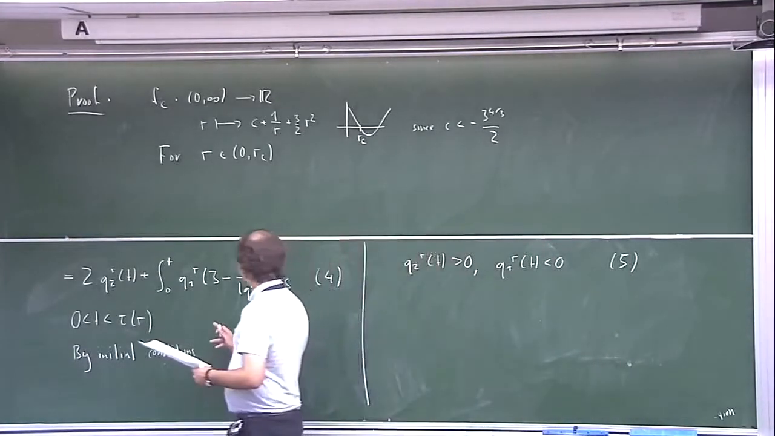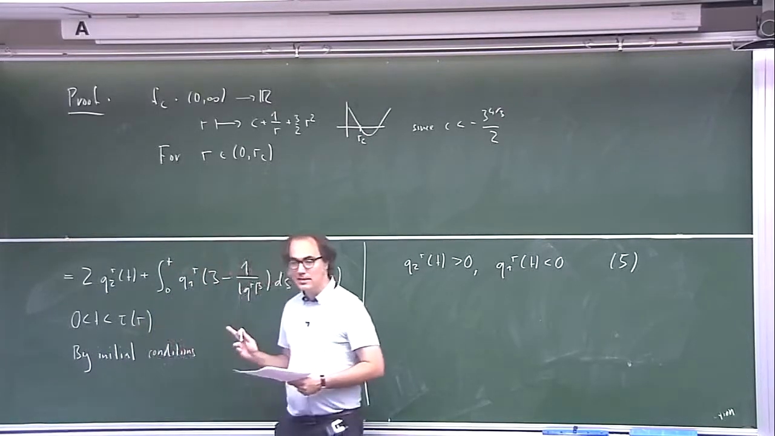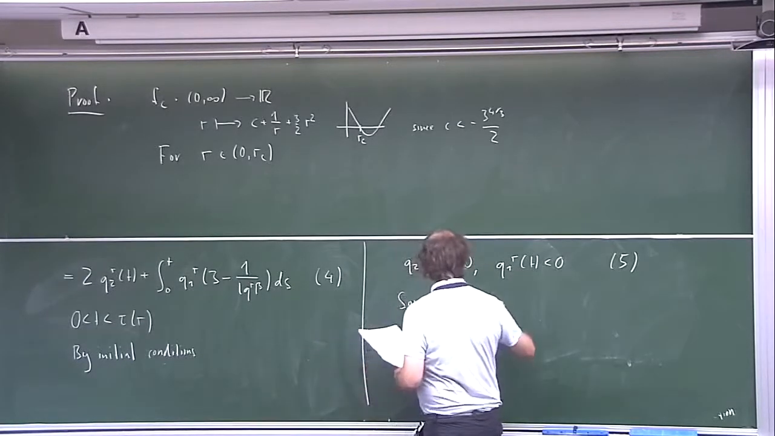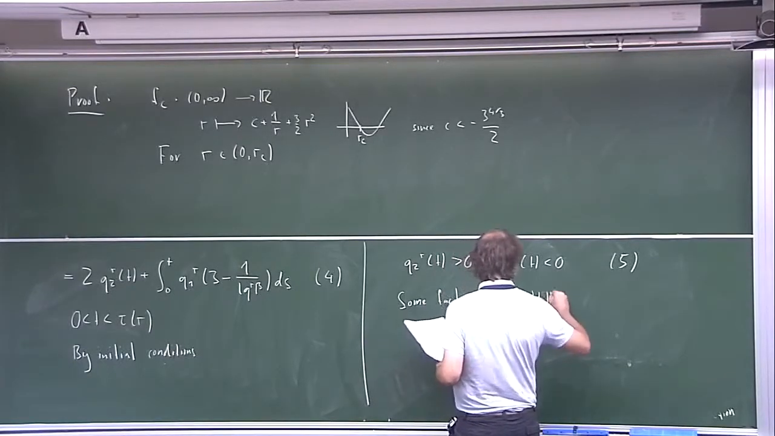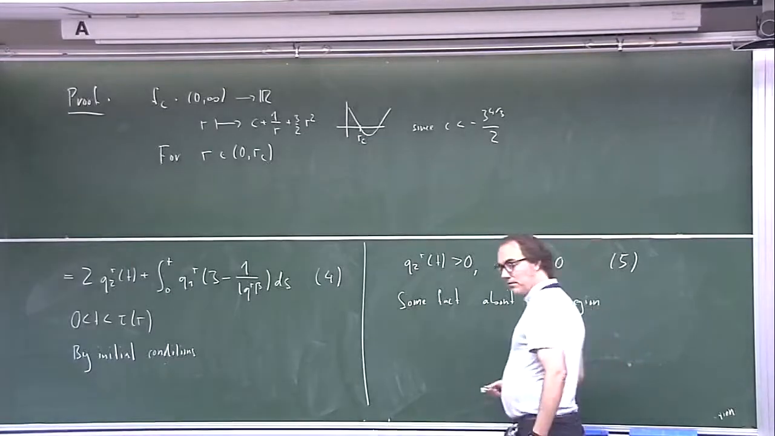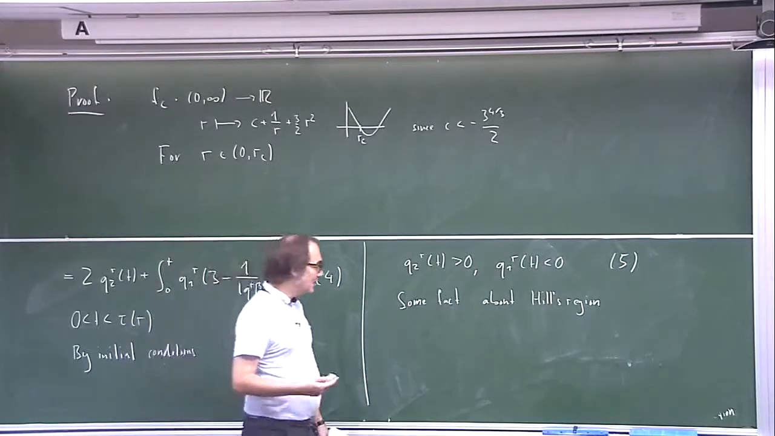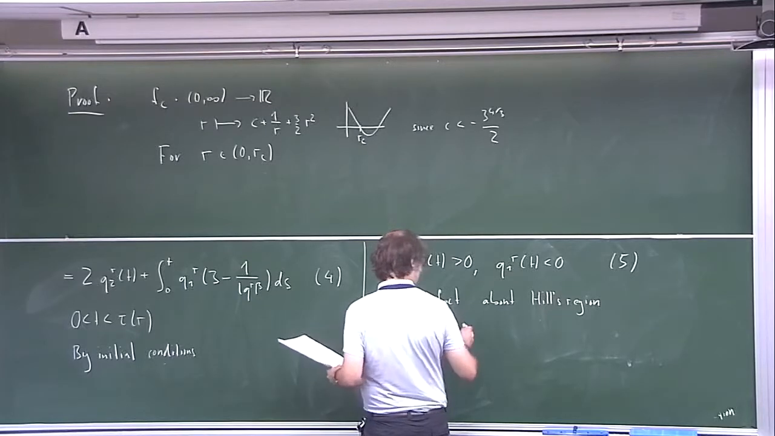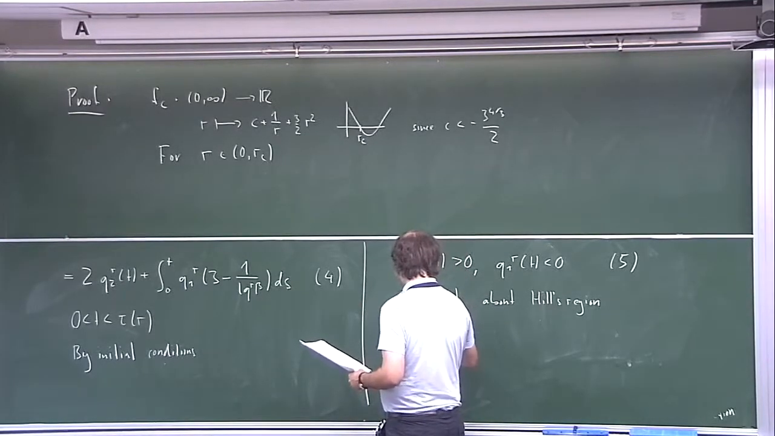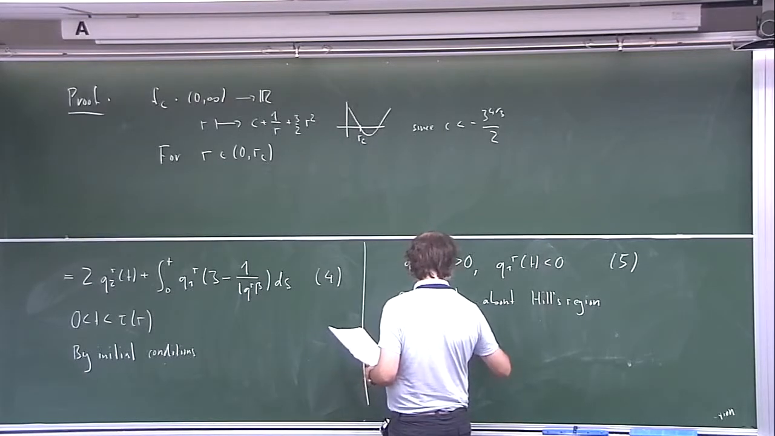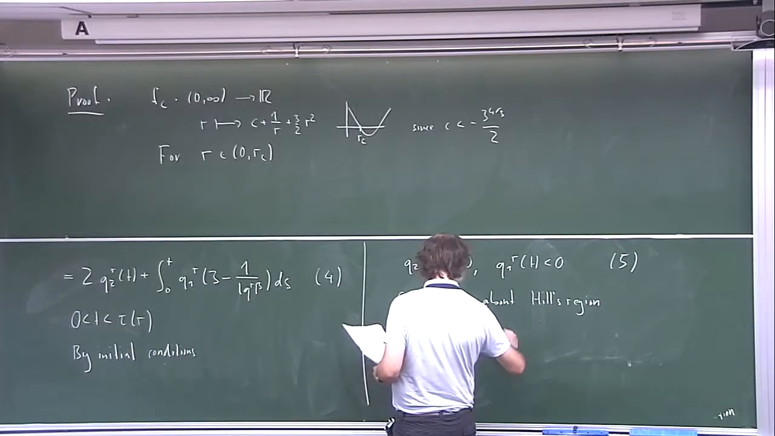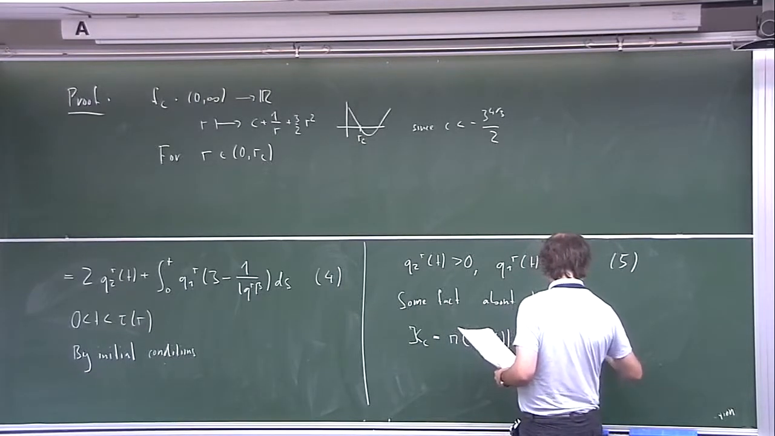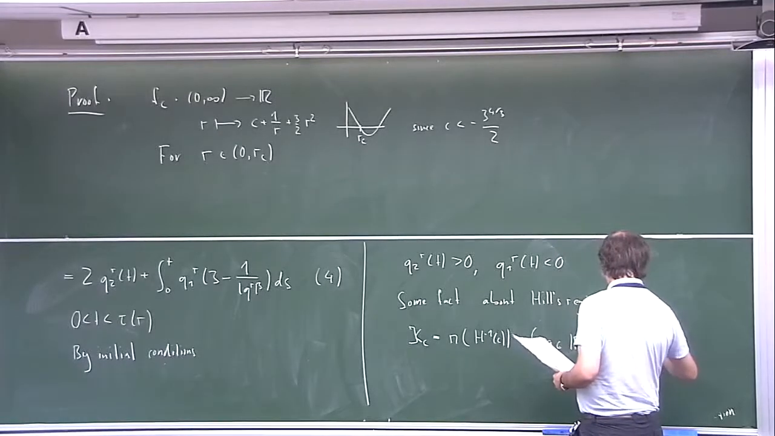So to show finiteness, we need some fact about the Hill's region. As in the restricted three-body problem, we define this. We have the Hill's region, also we have K_C. This is the projection of H inverse of C, or this is also the sublevel set of q in R^2 minus 0 with U(q) less than or equal to C.